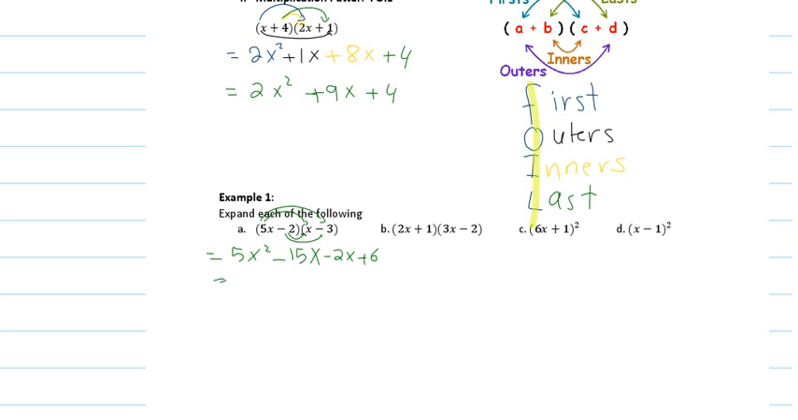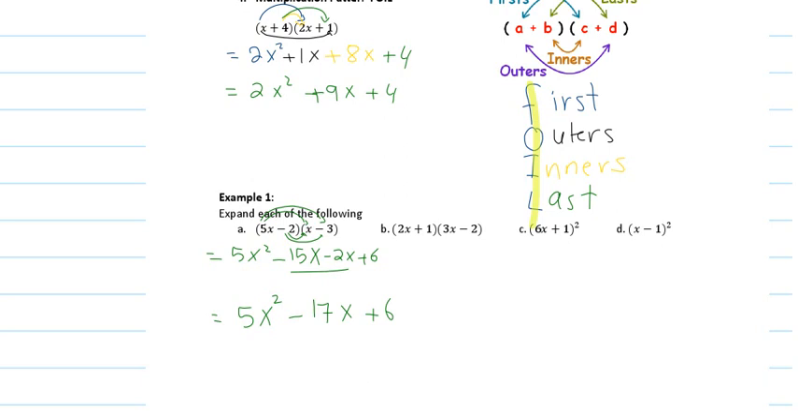So negative 2 times negative 3 gives me positive 6, right? Now I'm going to collect like terms. My like terms are the negative 15x and the negative 2x. So what am I going to end up with? 5x squared minus 17x plus 6. Are we okay with this? Okay, so this is what's going to happen. You guys are going to do the rest.